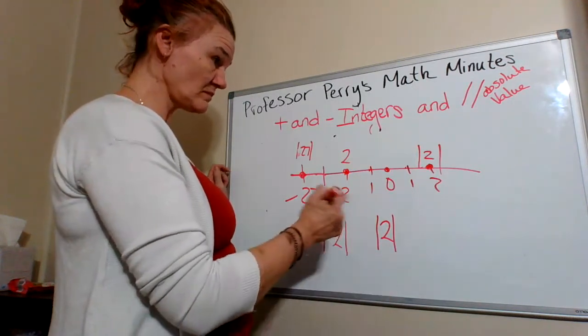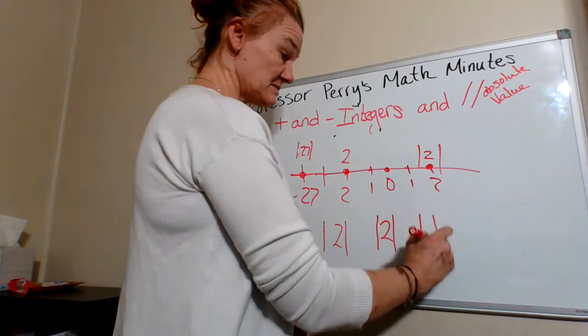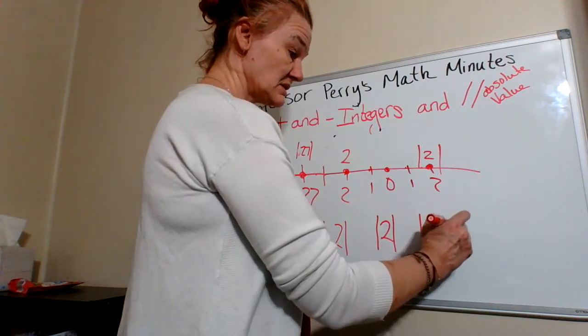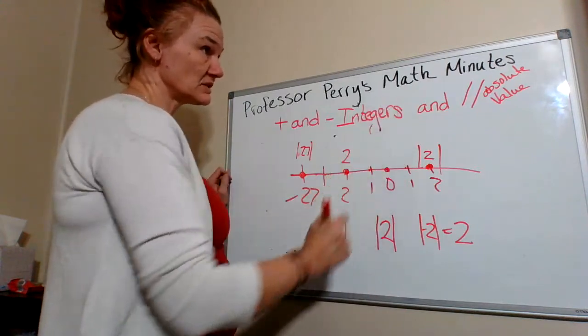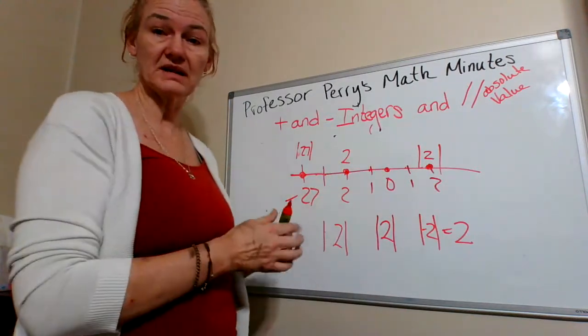Okay? So it would look like this. The absolute value of minus 2 equals 2, if it asks you like that. So that's quick absolute value. Just take off the negative.